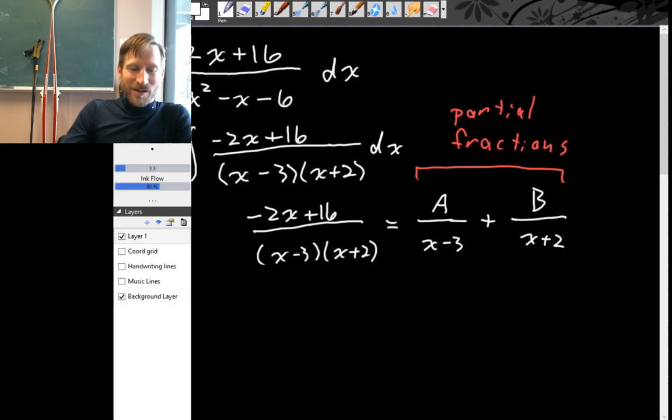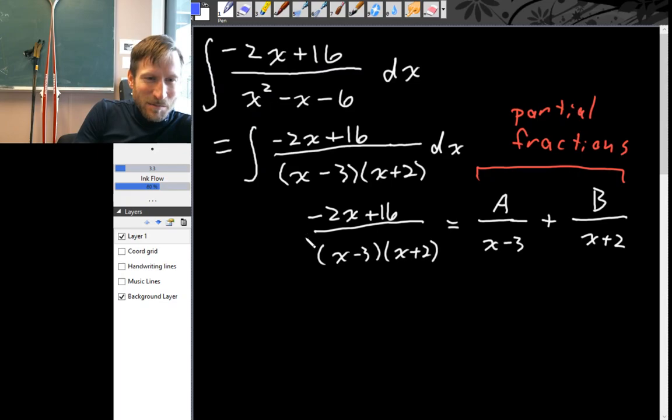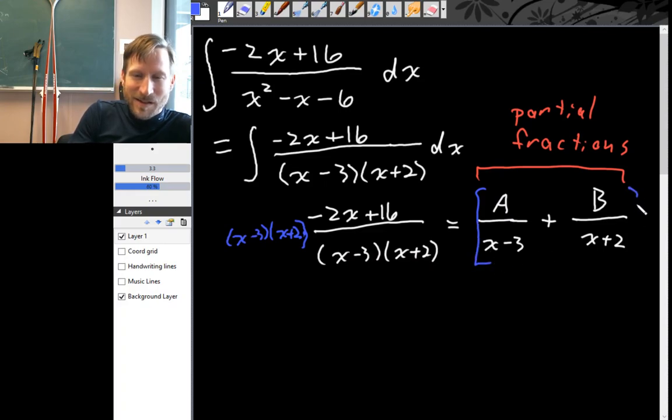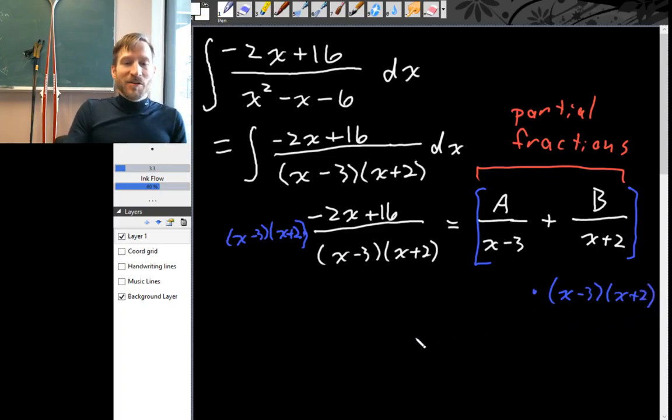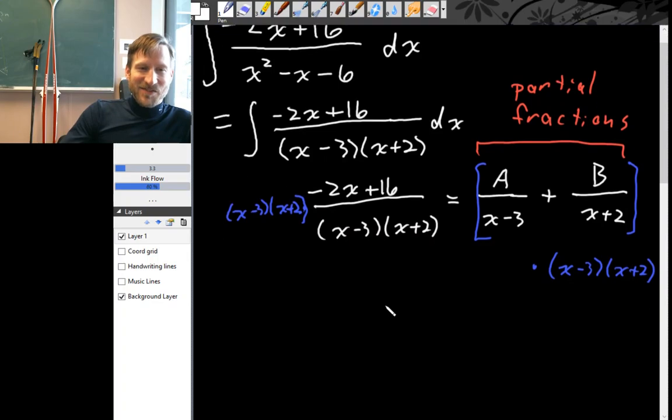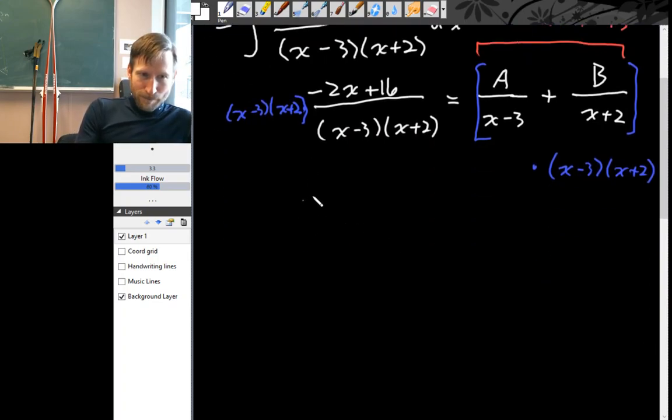Now the key trick is just to clear denominators. So we're going to multiply both sides by x minus 3 times x plus 2, and on the left-hand side as well, multiply by x minus 3 times x plus 2. Now on the left-hand side, everything cancels. That's convenient. So we get minus 2x plus 16.